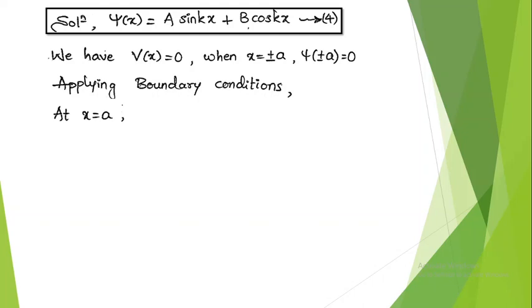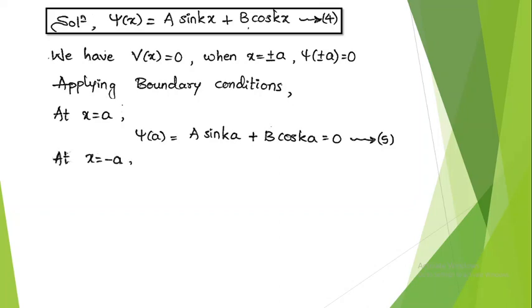So when we put x equal to a in our equation number 4, we get xi of a is equal to A sin ka plus B cos ka. And as we have already seen in our equation number 2, xi of a will be equal to 0. So let it be equation number 5.